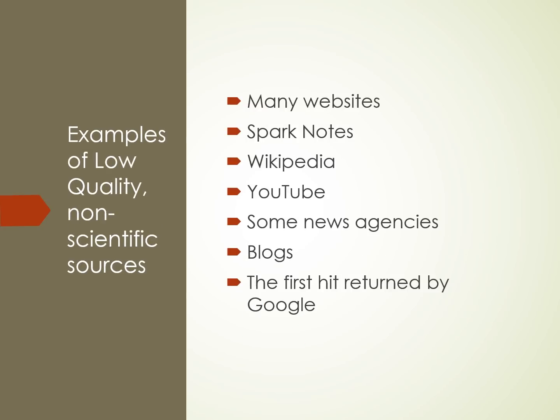On the other side of the coin then, what are some examples of low quality non-scientific sources? So again, there will be little differences between disciplines, so you should always be guided by what your module coordinator is and what the norm in your disciplines are. But generally speaking, you can be less confident about the quality of knowledge that you'll find on most websites, on revision aids like Spark Notes, on open source knowledge bases like Wikipedia or YouTube, some news agencies, blogs. Generally the first hit that's returned by Google, for example.